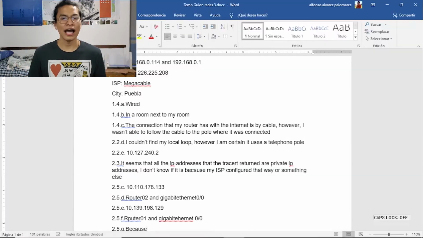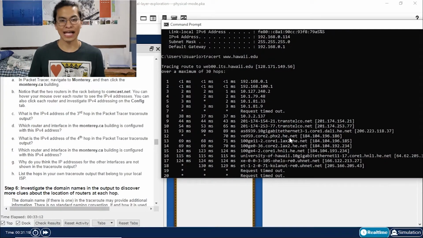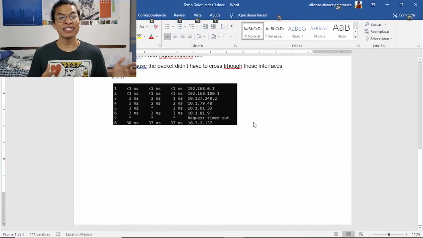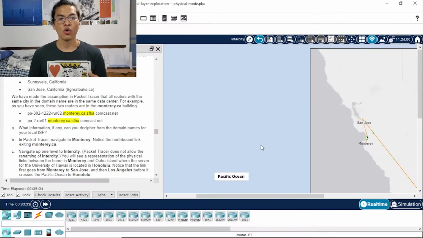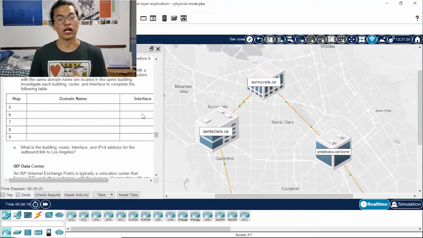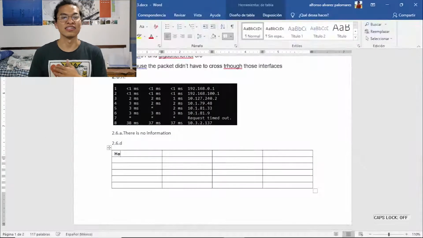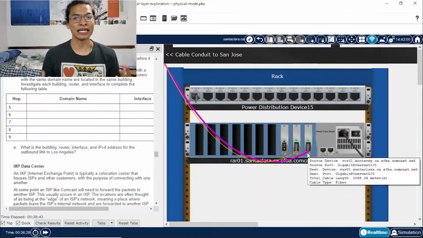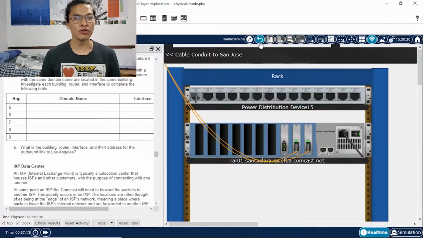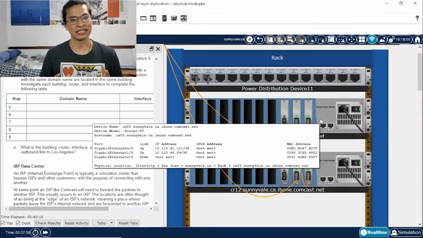Outside of that, I wasn't able to learn anything else, because it seems that my ISP configured the routers in a way that all the IP addresses which return with the traceroute command are private, and so I cannot learn anything else about them. Now, talking about the topology inside Packet Tracer, I have to say that somehow the practice didn't work as intended for me.